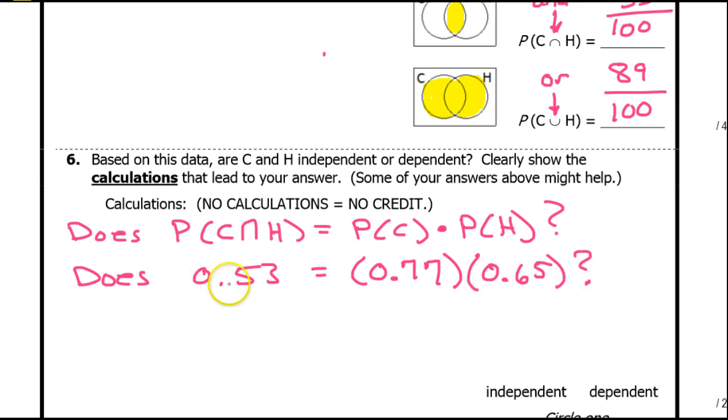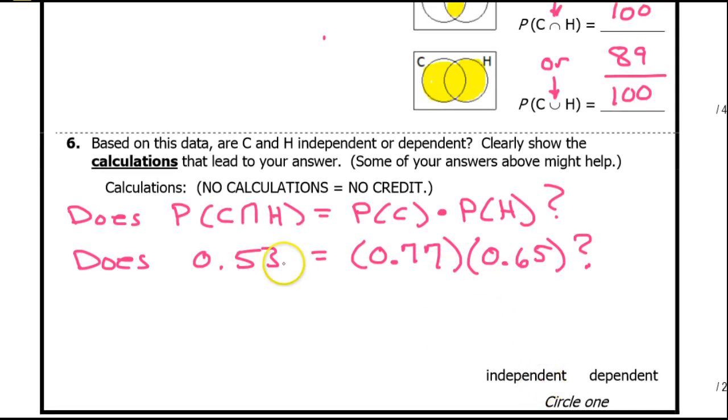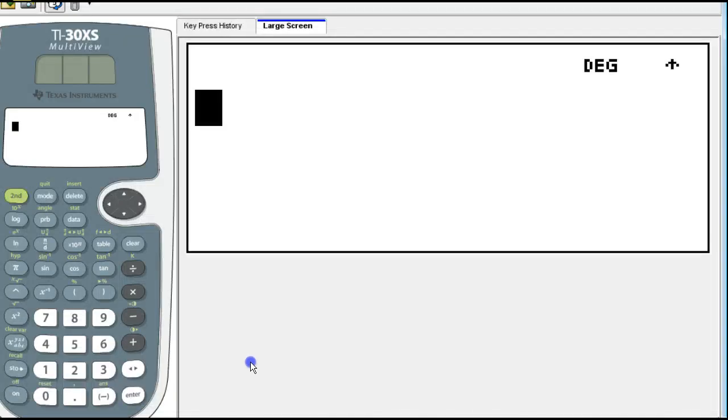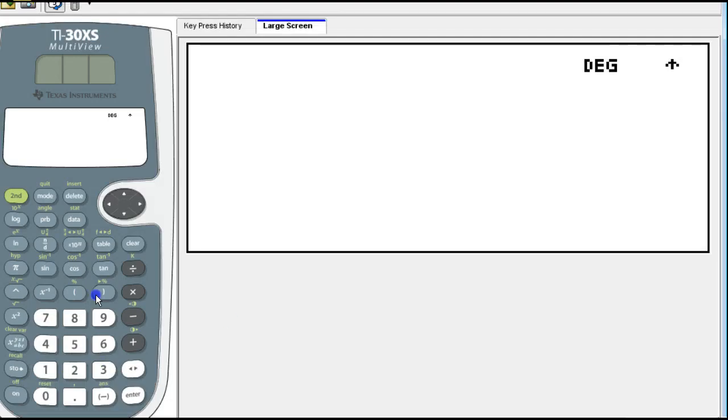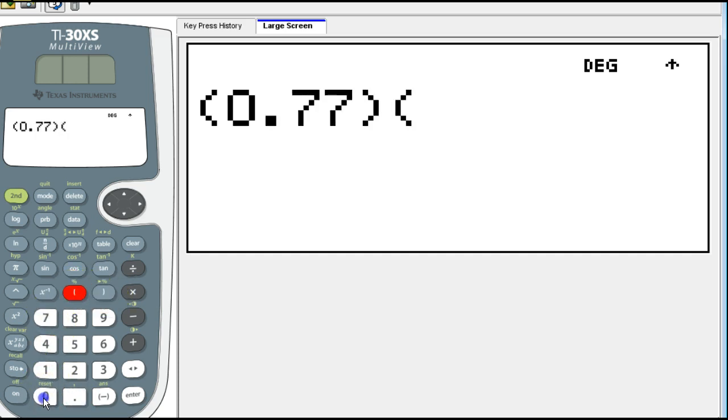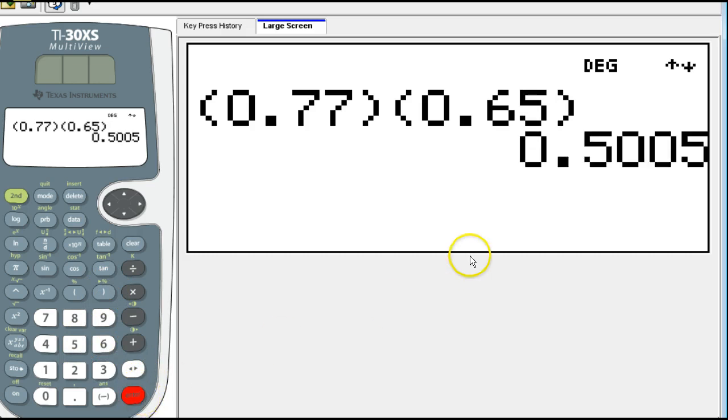Now if the answer is yes, then we're going to say independent. If the answer is no, then we're going to say dependent. So let's check it and see. What is 0.77 times 0.65? That is 0.5005.